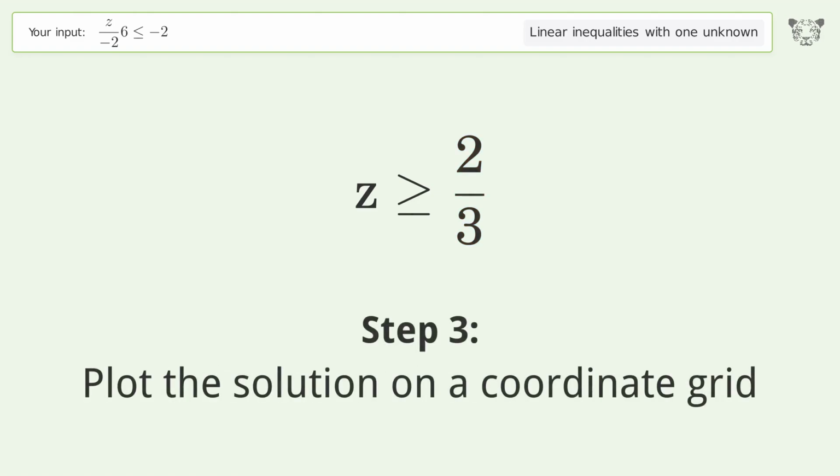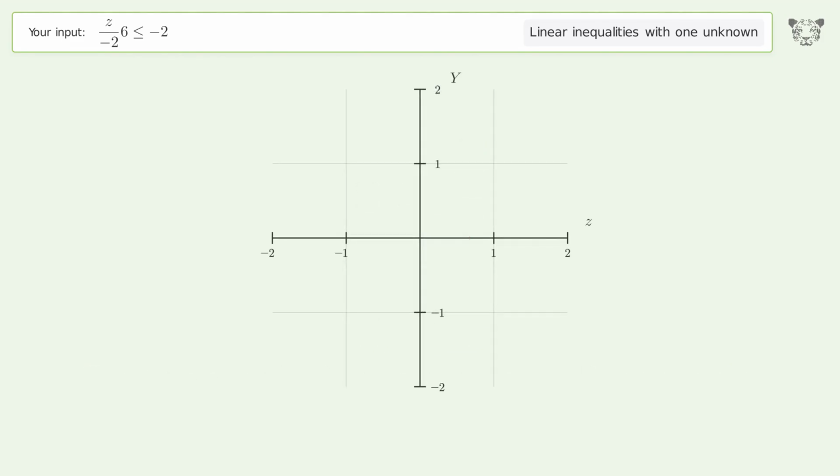Plot the solution on a coordinate grid. And so the final result is z equal or greater than 2 over 3.